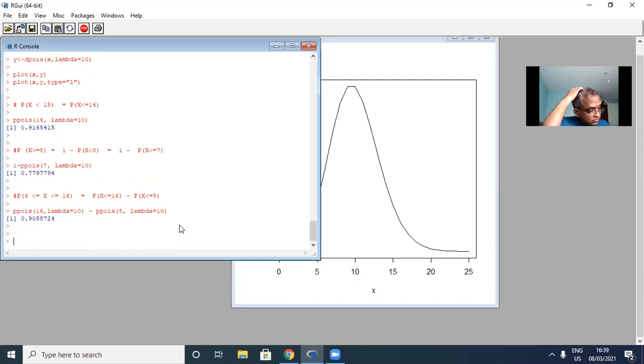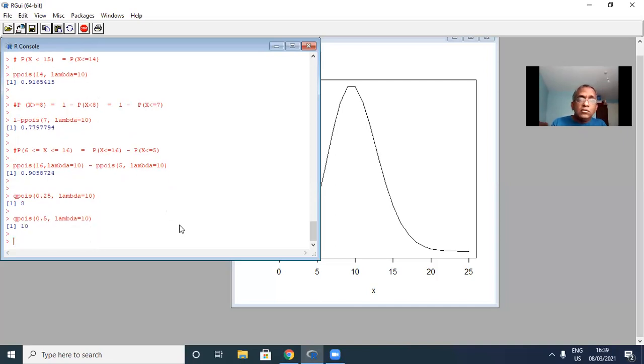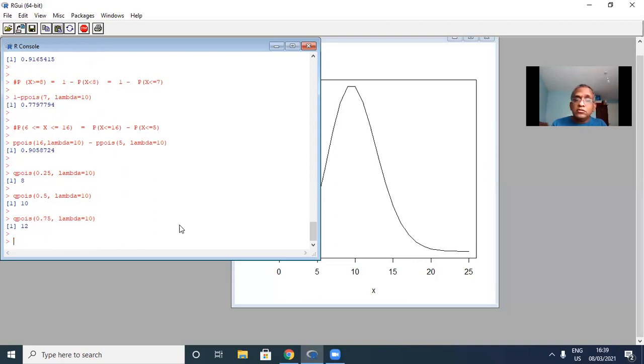Question 3 is asking you to find the lower quartile, median, and the upper quartile. All right, to find the lower quartile, you use the Q Poisson command with 0.25 lambda equal to 10. So this is the lower quartile of the Poisson distribution with lambda equal to 10. This is the median of the Poisson distribution with lambda equal to 10. And this is the upper quartile of the Poisson distribution with lambda equal to 10. So that completes question 2.